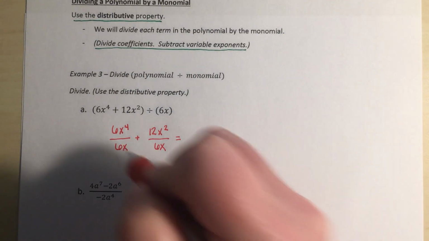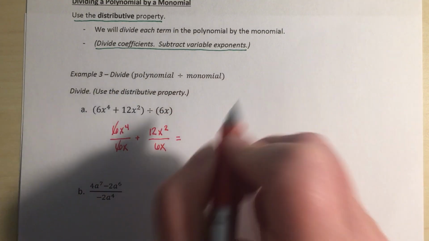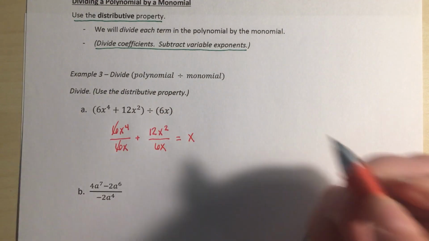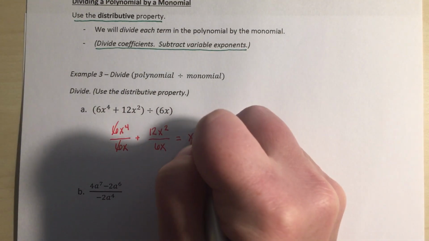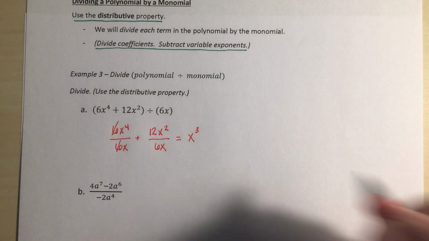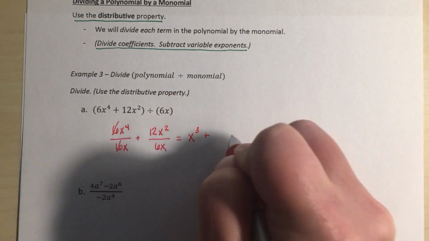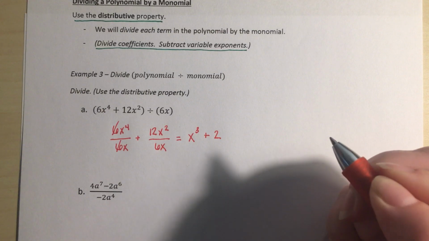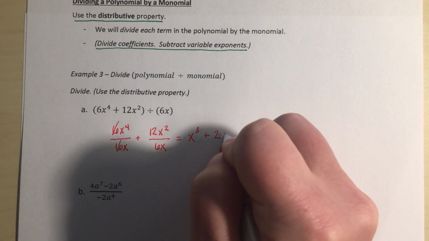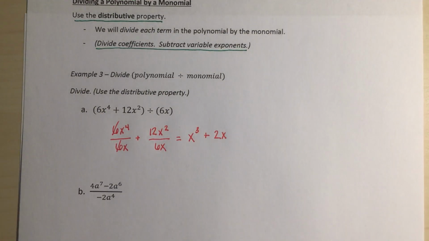Well, in our first terms, those 6's cancel. Then we subtract our exponents. 4 minus an invisible 1 gives us 3. 12 divided by 6 gives us 2. X squared divided by x just gives us x.